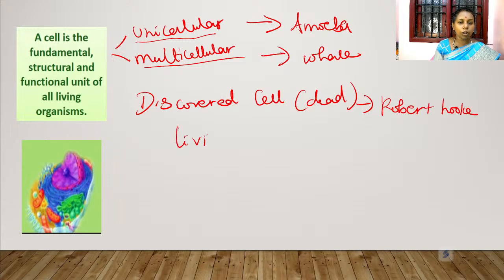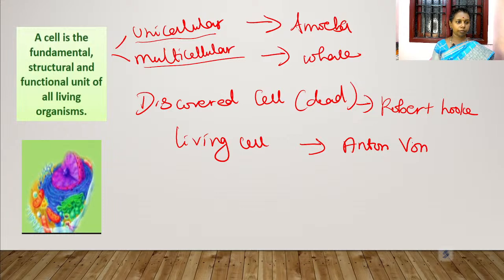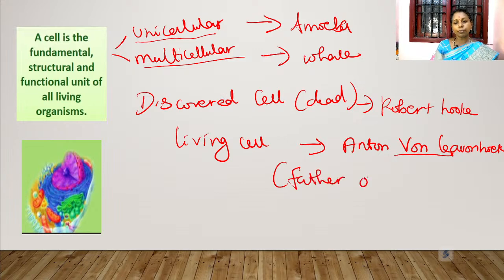And the living cell was discovered by, as you know, Anton von Leeuwenhoek. So this is about the living cell. Yes, Robert Hooke is the correct answer. Very correct answer, excellent. And it is Leeuwenhoek who discovered the living cell, Anton von Leeuwenhoek. Very correct answer, Parthasarathi and Jeevan. Excellent answering. So, possible question: Robert Hooke, dead cell, and Anton von Leeuwenhoek, living cell. And Anton von Leeuwenhoek, you know, is the father of microbiology.